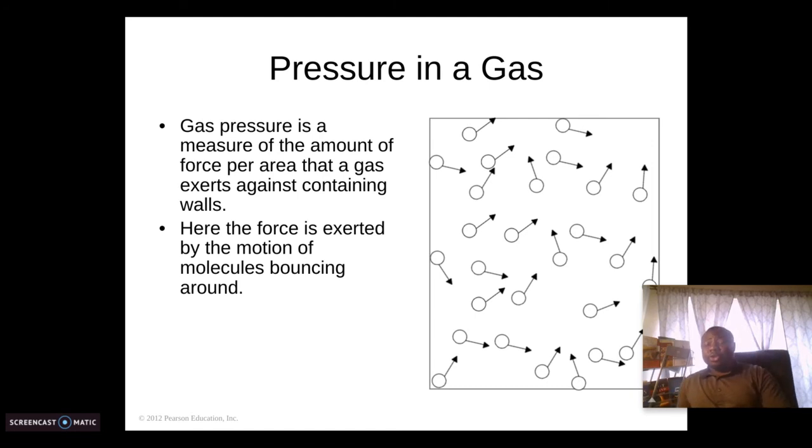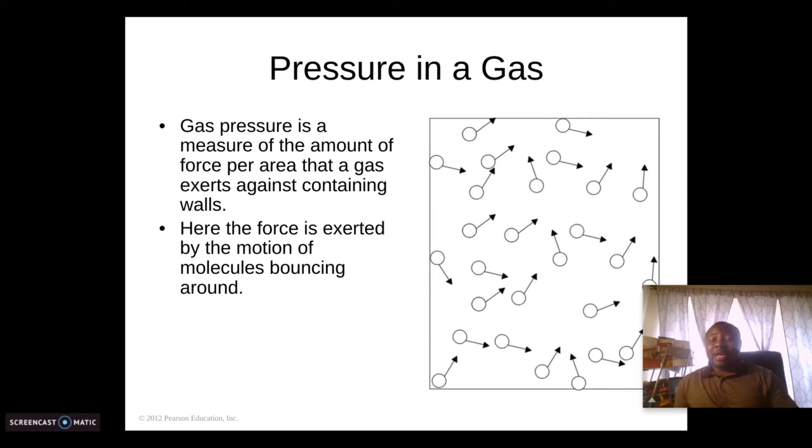Now let's look at pressure in gases. We already talked about pressure in liquids, and we said that in liquids it increases with depth. The higher you go upward, the lower the pressure. The further you go downward, the higher the pressure. And we looked at that concept. So now let's look at pressure in a gas.